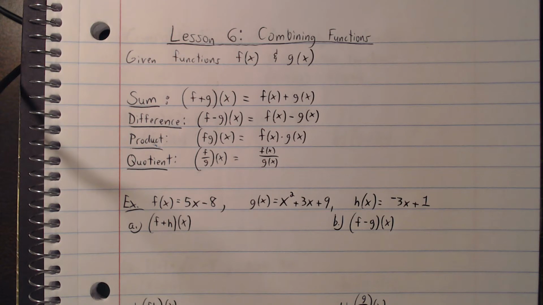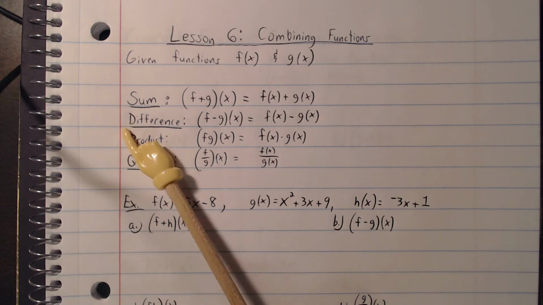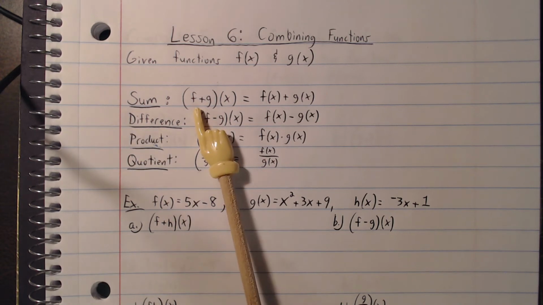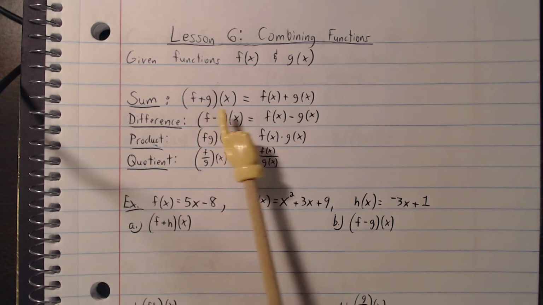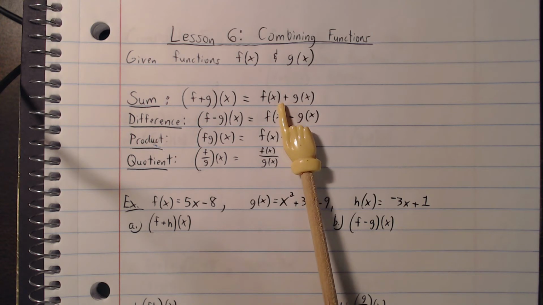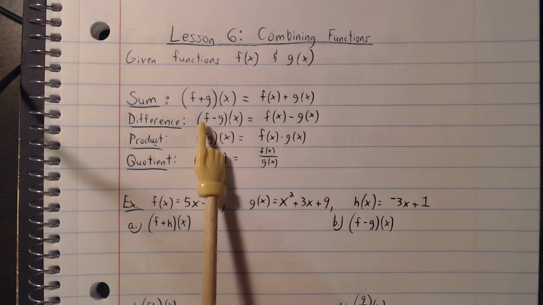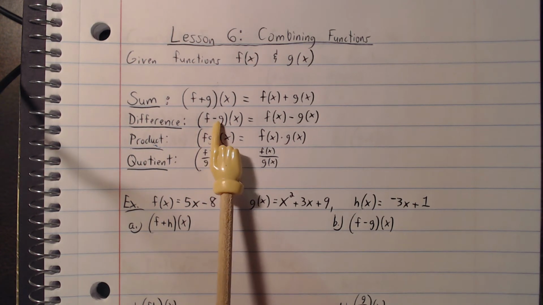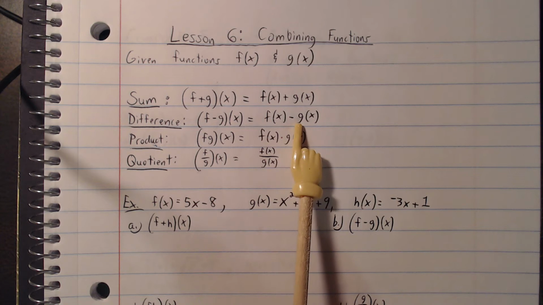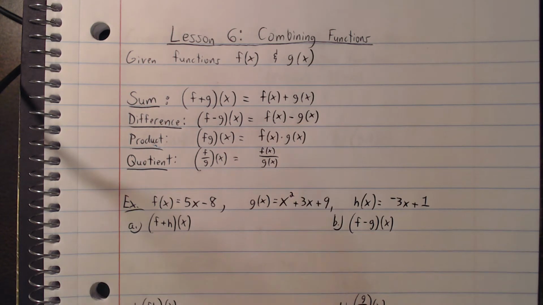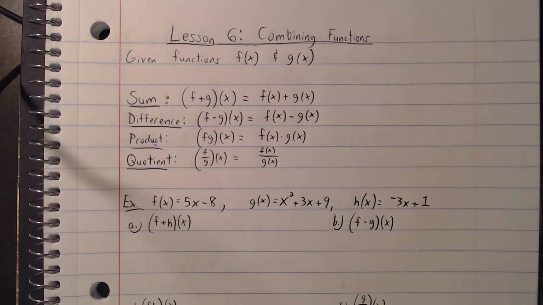When combining functions, we have given functions f of x and g of x. It could be really anything. It doesn't really matter. But we have a couple of things we can do to them. We can have a sum, which is when we add those functions together. We have the difference of functions, so we would have our first function and we're going to subtract our second function. How that will work, generally speaking, is we'll multiply all the terms in the second function by -1.